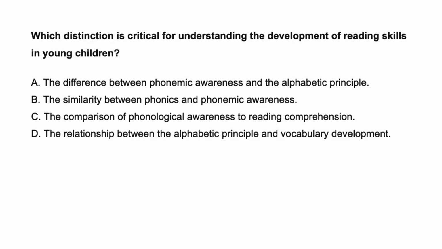Next, which distinction is critical for understanding the development of reading skills in young children? Pause the video and come back for the answer. The answer is A. Understanding the distinction between phonemic awareness, the ability to hear and manipulate phonemes, and the alphabetic principle, which is the understanding that letters and letter patterns represent the sounds of spoken language, is crucial for effective reading instruction.